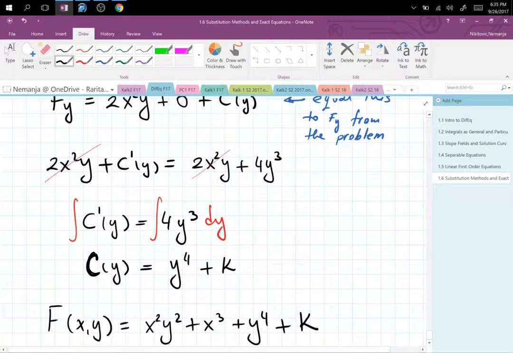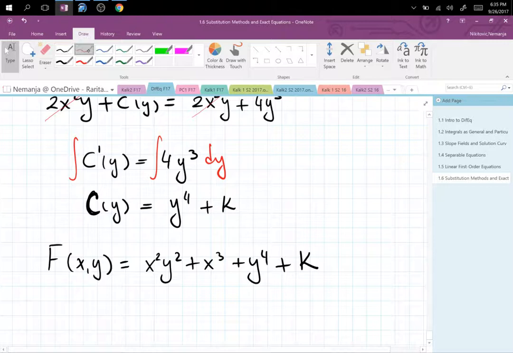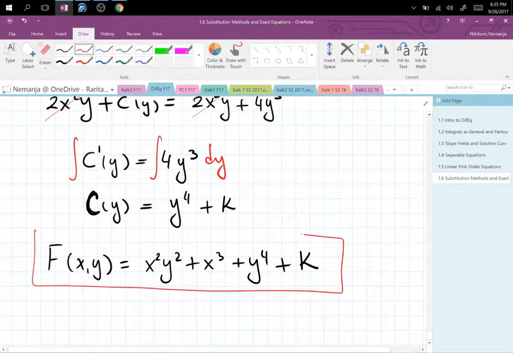Kappa. This over here is the solution to your differential equation. Again, we do not have an initial condition or anything to compute k.